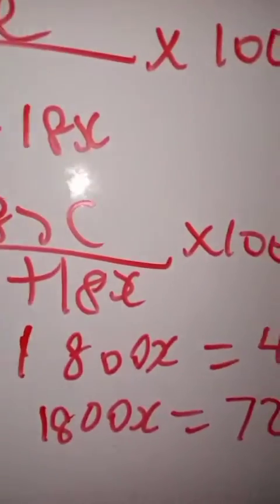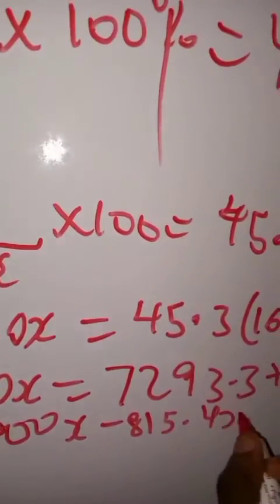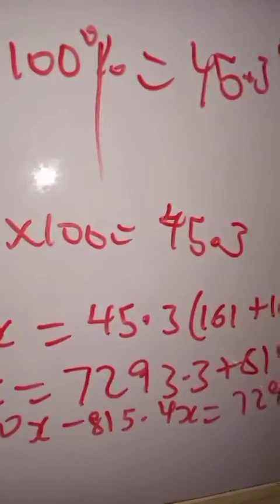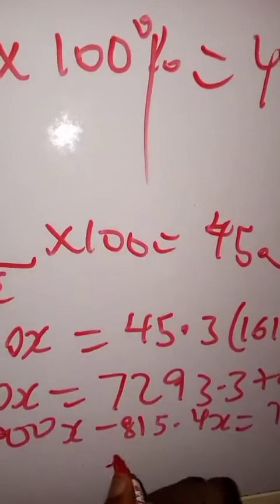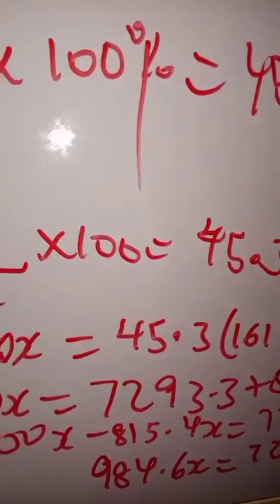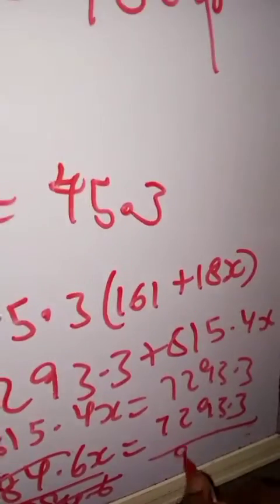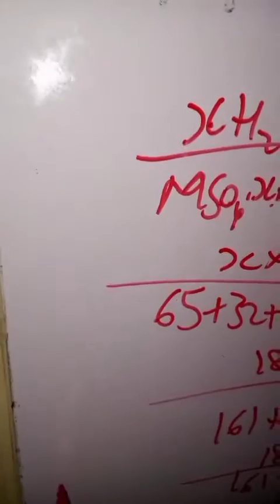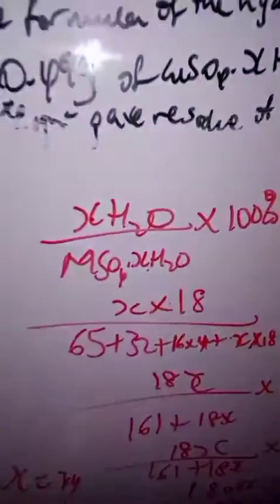Just collect the like terms. Bring this one to this place. So you have 1800x minus 815.4x equals 7293.3. When you subtract this, you get 984.6x equals 7293.3. Divide both sides by 984.6. So this will give you our x as 7.4. So that's how we got our 7.4.